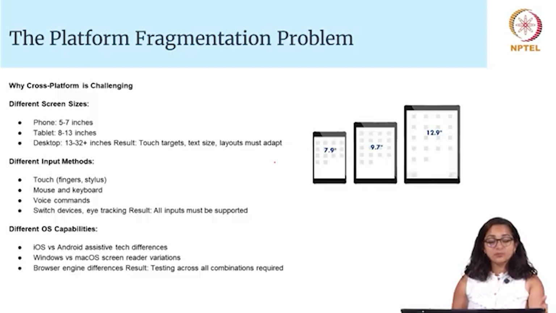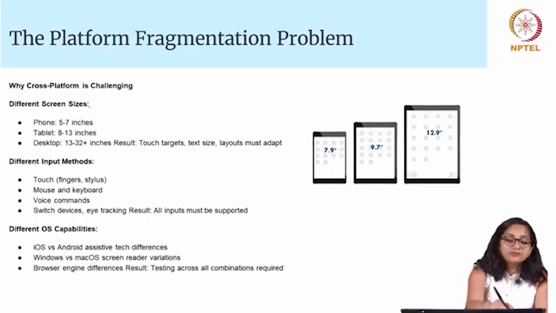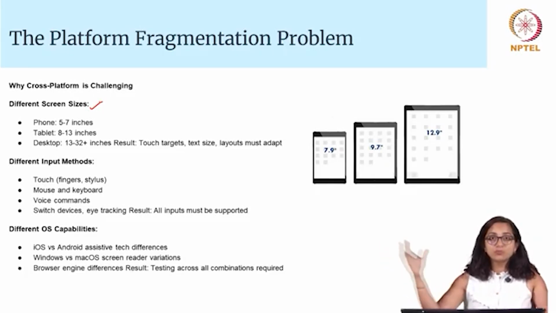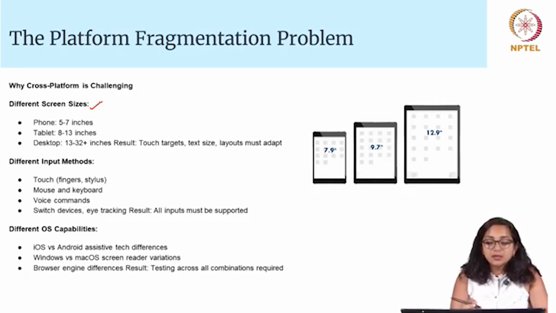to cross-platform accessibility. So first, the very evident part is the different screen sizes. A phone offers a very small 5 to 7 inch screen size. Tablet is about 8 to 13 inches. Desktop may be 13, 14 plus. It can go up to bigger screens also. Touch targets, text size, layouts have to adapt, be responsive, right? This is the biggest challenge of all.